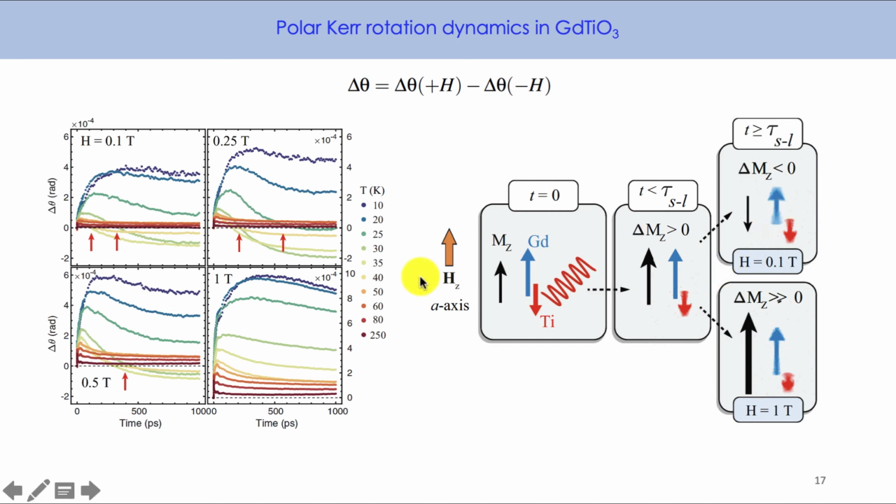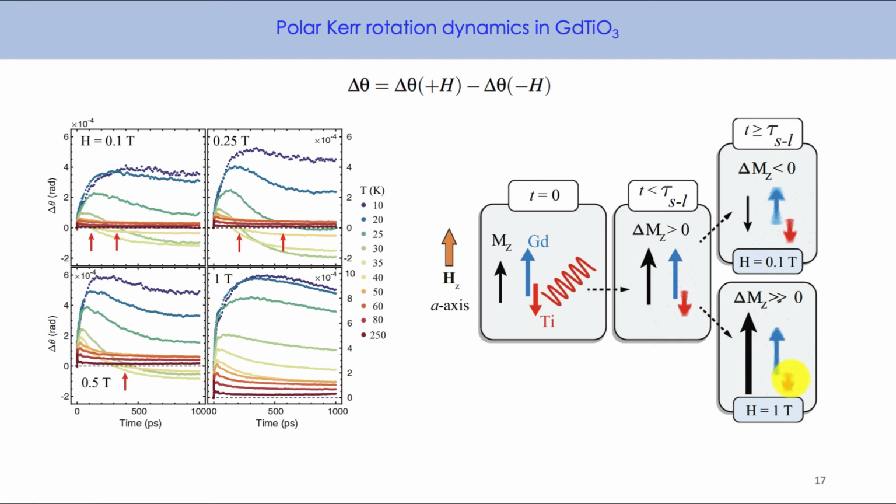Now, this is also consistent with the idea that when you get to higher fields, you see this same sort of behavior at first, but now with these higher fields, the gadolinium moment is much more rigidly aligned along the applied magnetic field. So you only see an increase in the magnetization associated with the decrease of the titanium moment along the h-axis.